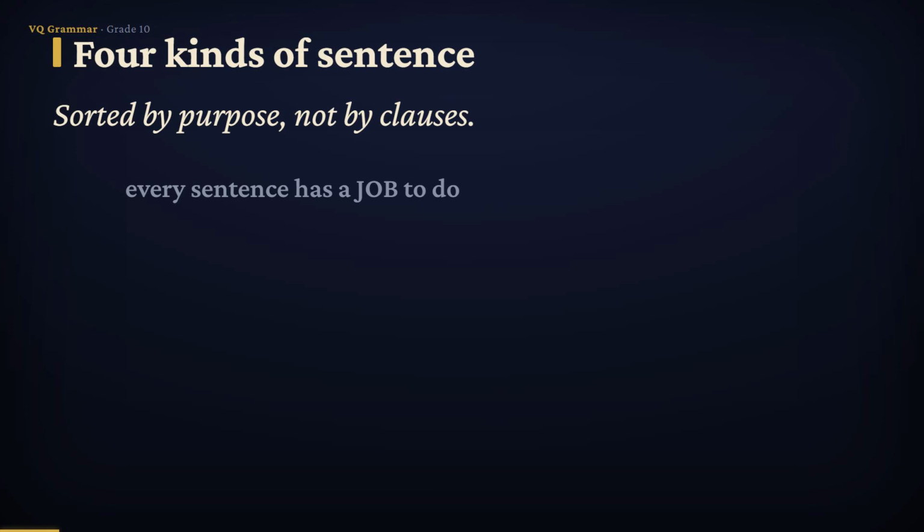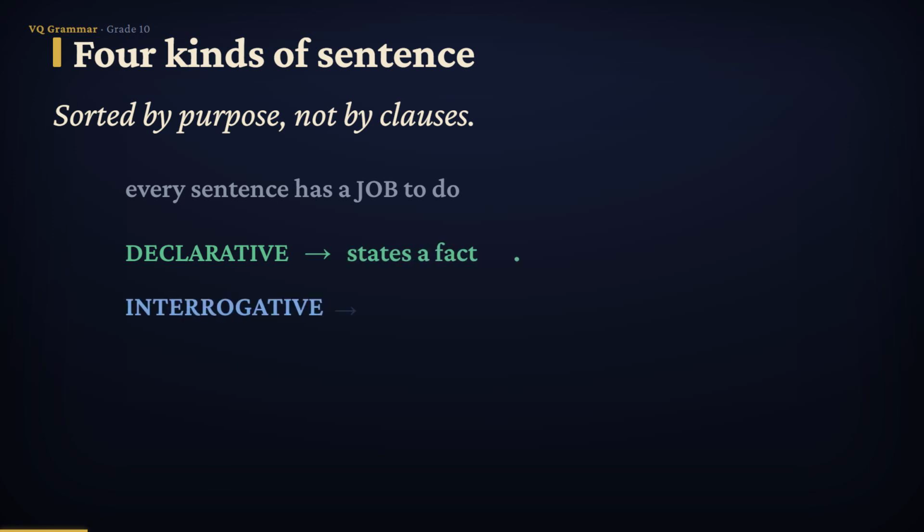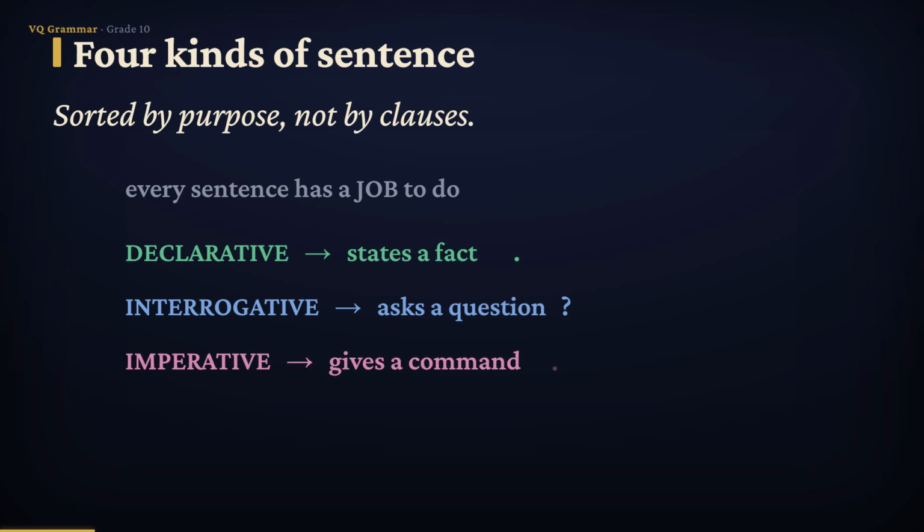Let's dig in. Every sentence has a job to do. Some sentences hand you a fact. Some reach out and ask you for one. Some tell you to go and do something, and some simply burst out with feeling. Those four jobs give us the four kinds of sentence. A declarative sentence makes a statement. An interrogative sentence asks a question. An imperative sentence gives a command or a request. And an exclamatory sentence expresses strong feeling.